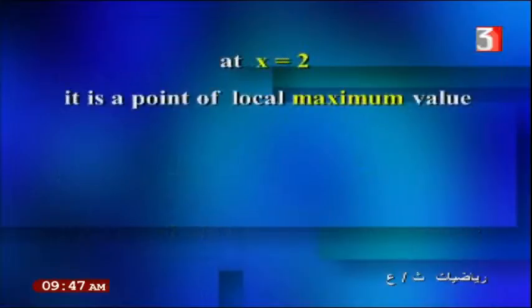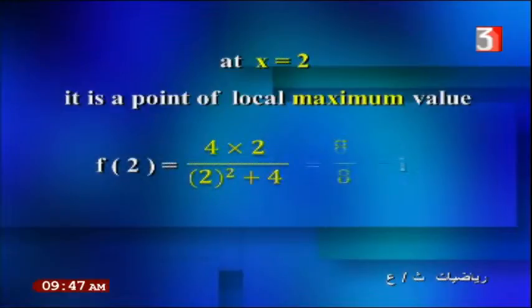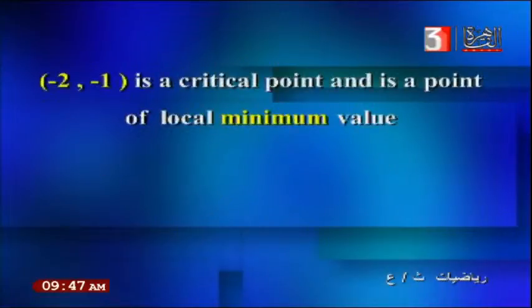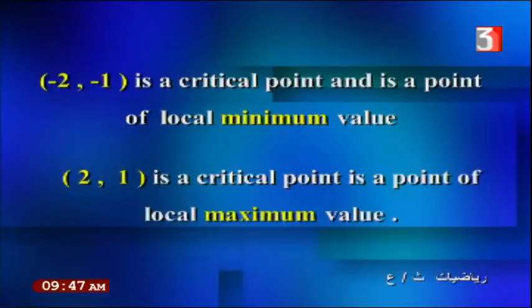At x equal 2, it's a point of local maximum value, and f of 2 equals 4 multiply 2 over 2 power 2 plus 4 equals 8 over 8 equals 1. Then f of 2 equals 1 is a local maximum value, and the point negative 2, negative 1 is a critical point and a point of local minimum value, and the point 2, 1 is a critical point and a point of local maximum value.